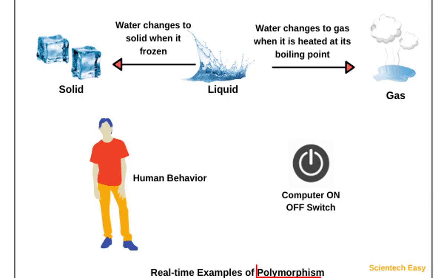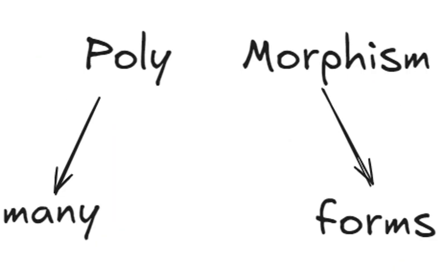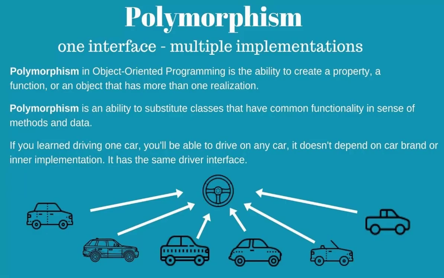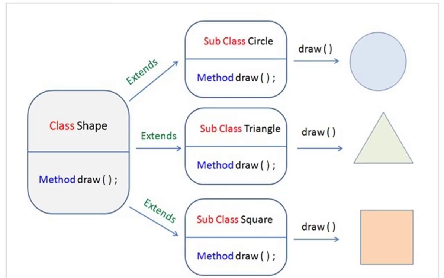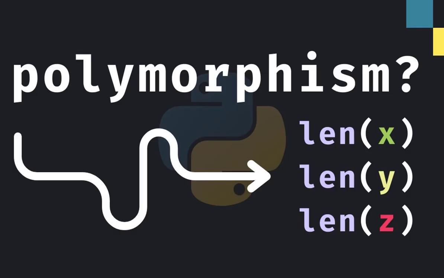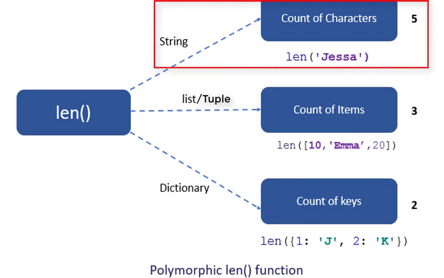The word polymorphism means many forms, and in programming, it refers to methods, functions, or operators with the same name that can be executed on many objects or classes. An example of a Python function that can be used on different objects is the len function. For strings, len returns the number of characters.